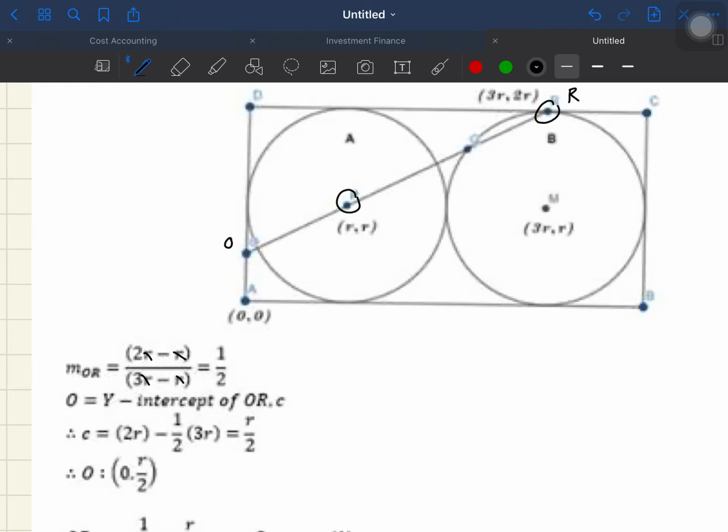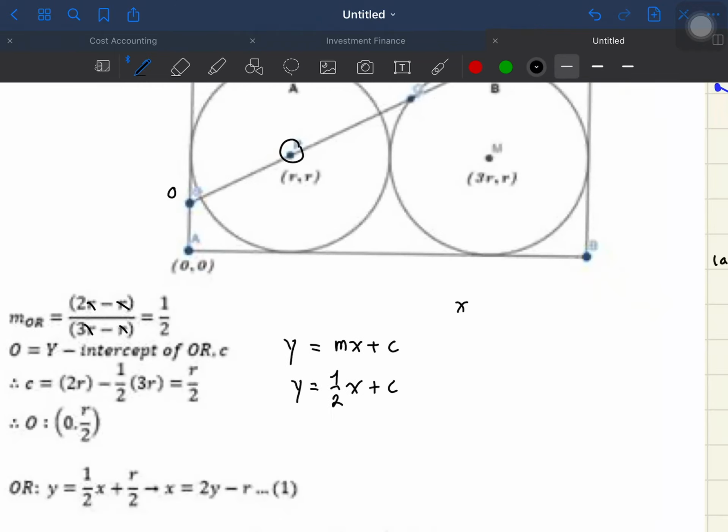So on the top of the A, which is the origin, you have a point of O. This is obviously the y-intercept. So that's why I name O as the y-intercept of OR, okay, which is C. And then you can use the equation of straight line, which is y equals mx plus c. As usual, we have a gradient of 1/2 x plus c.